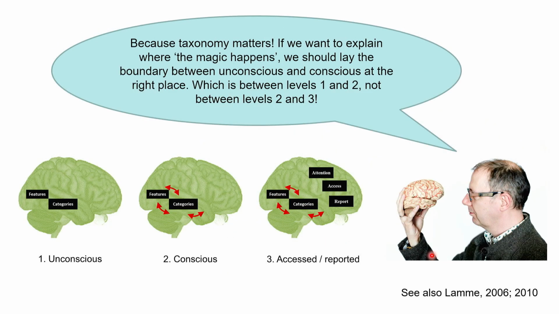Well, I would say, to counter that argument, this is me, by the way, because taxonomy actually matters. If you want to explain, well, you could say where the magic happens, if we want to get a handle on why conscious experiences look the way they look, and what really is the boundary between conscious and unconscious, we have to put it in the right place, which I think is between levels 1 and 2, and not between these two, and not between these two.